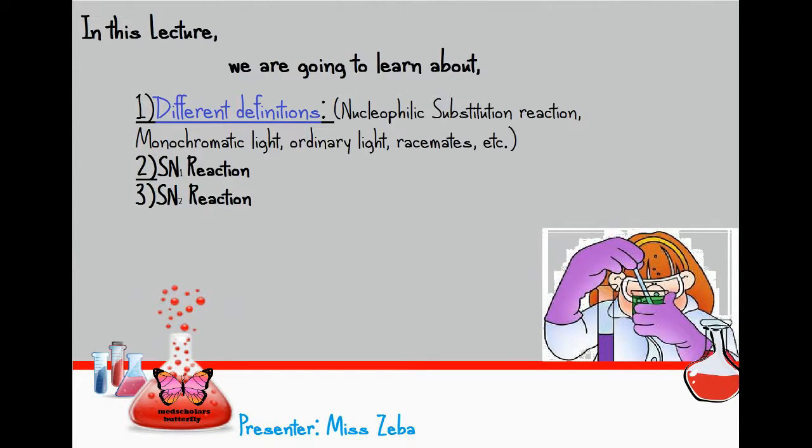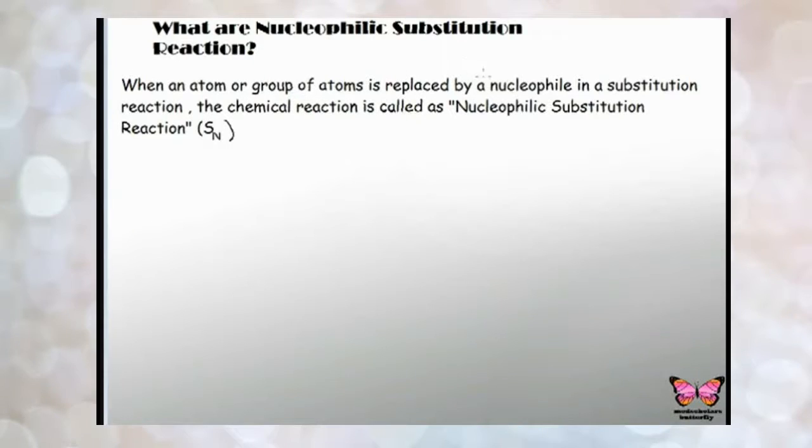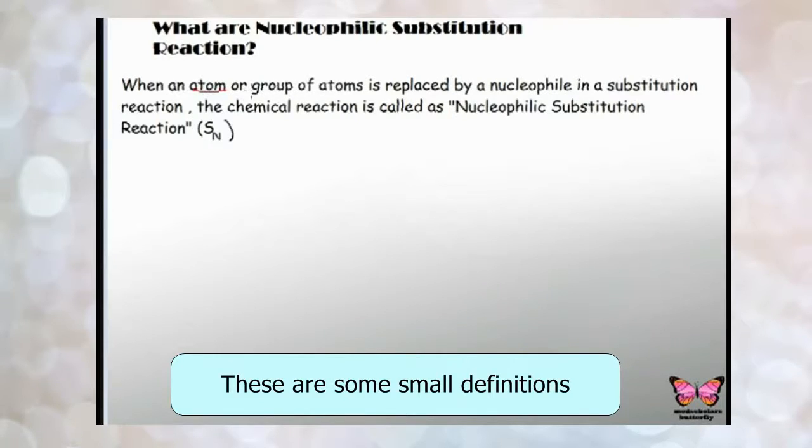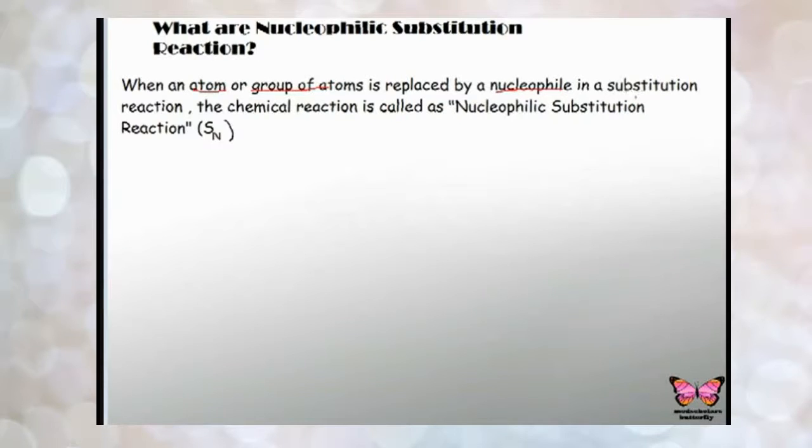In this lecture, we are going to learn about different definitions, SN1 reaction and SN2 reaction. What is a nucleophilic substitution reaction? When an atom or group of atoms is replaced by a nucleophilic compound in a substitution reaction, that chemical reaction is called a nucleophilic substitution reaction, or SN.